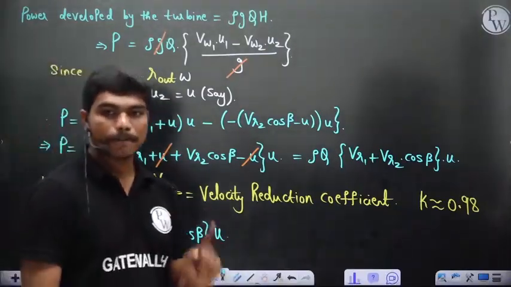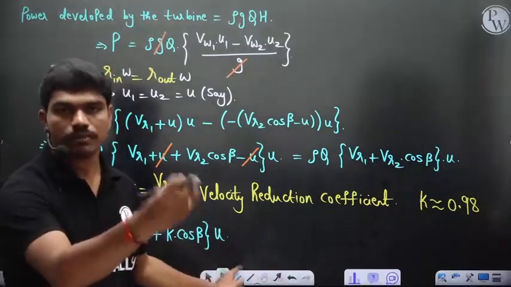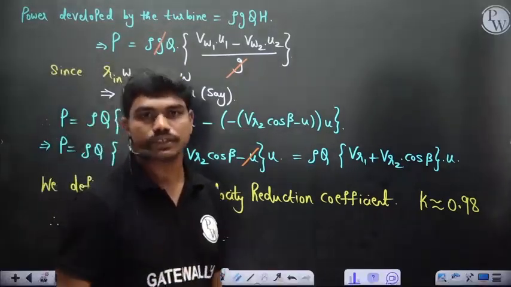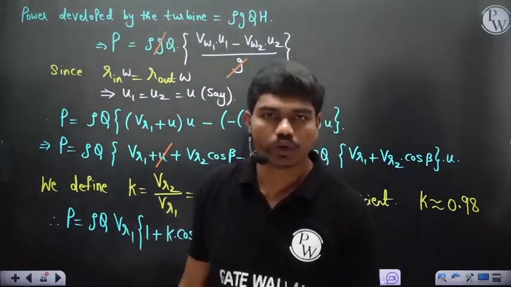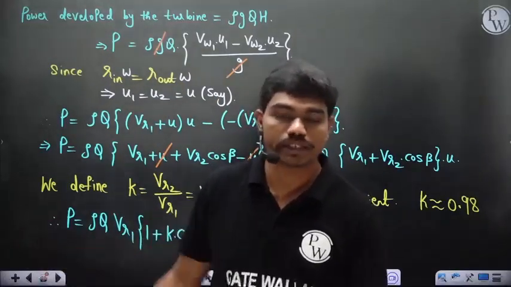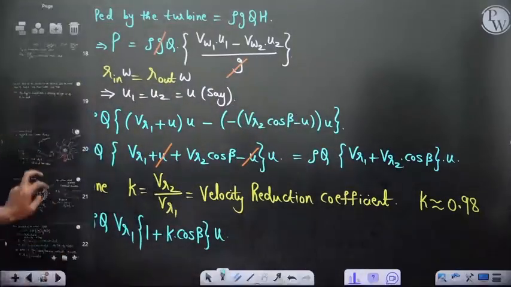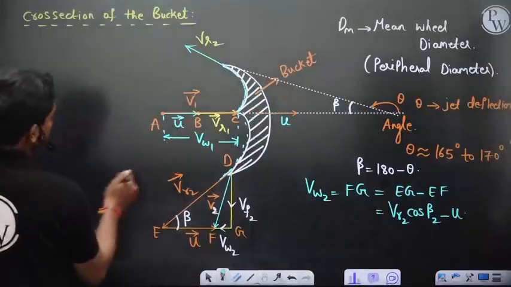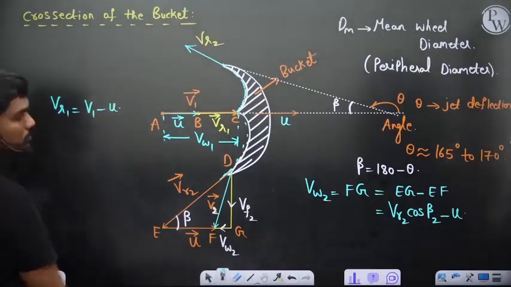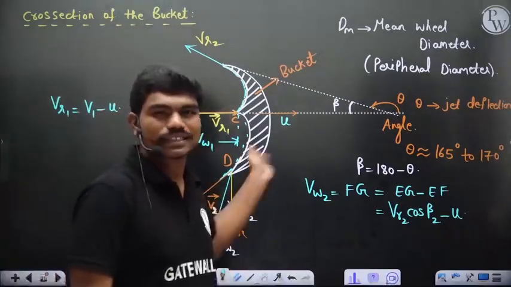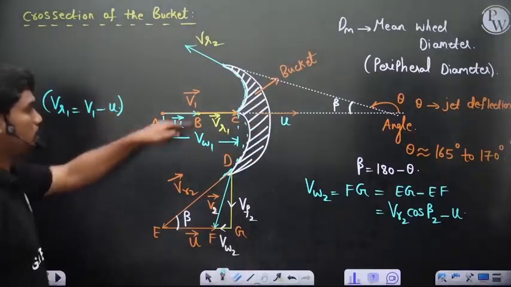But what is VR1? You don't know VR1. K you know, depending on the machine. Let's say if the machine has been in service for some time, then you can tell K is 0.98, 0.97 and so on. Beta is known to you. Density of the fluid and discharge you know, since you have flow meters. But the velocity VR1 you can obtain from this: can I say VR1 is equal to V1 minus U? Yes or no? From the simple velocity triangle, it's just a length along a straight line. So VR1 can be written as V1 minus U.